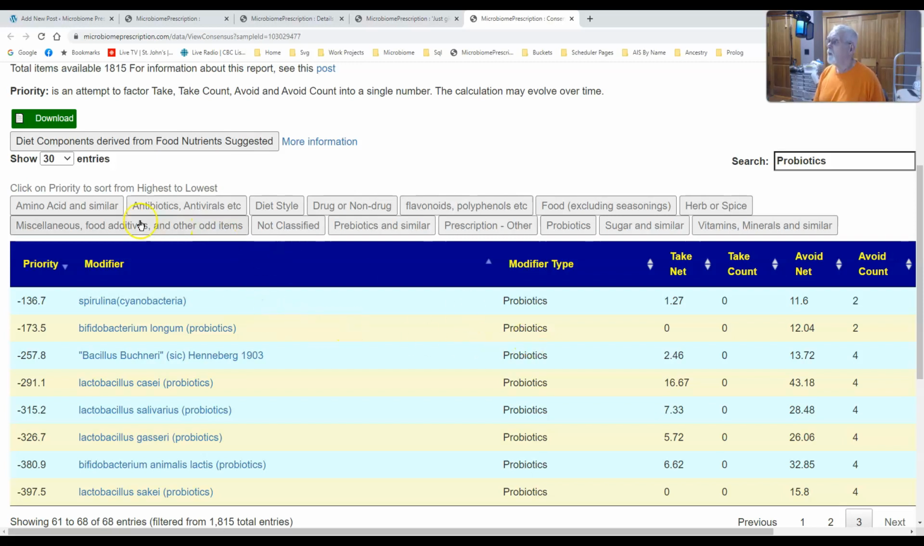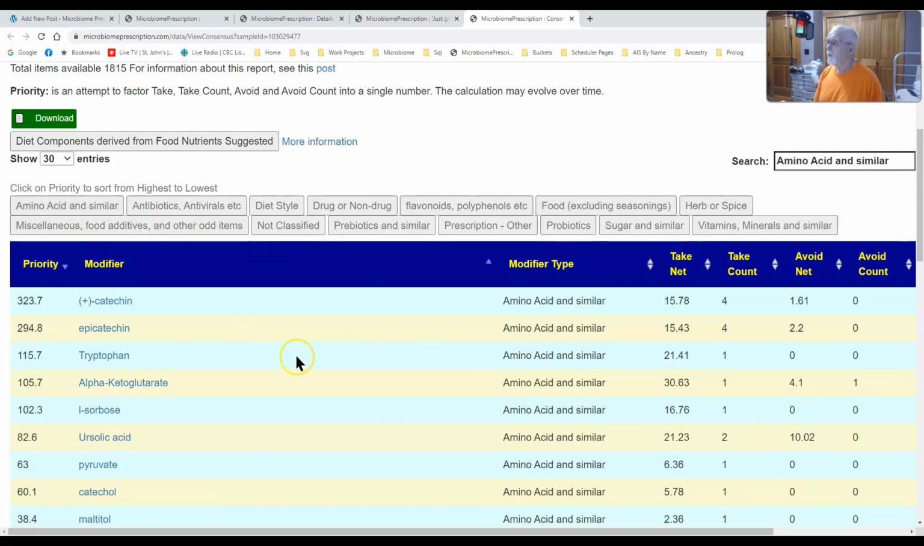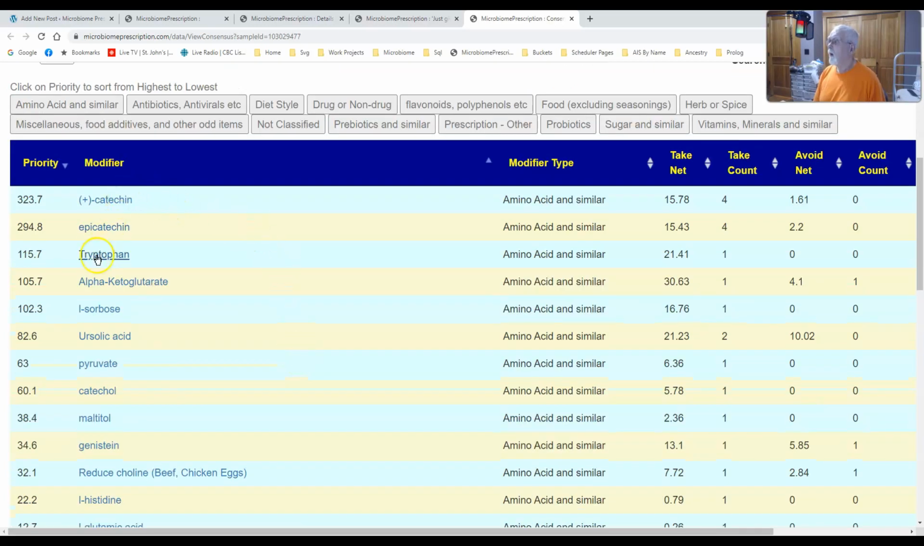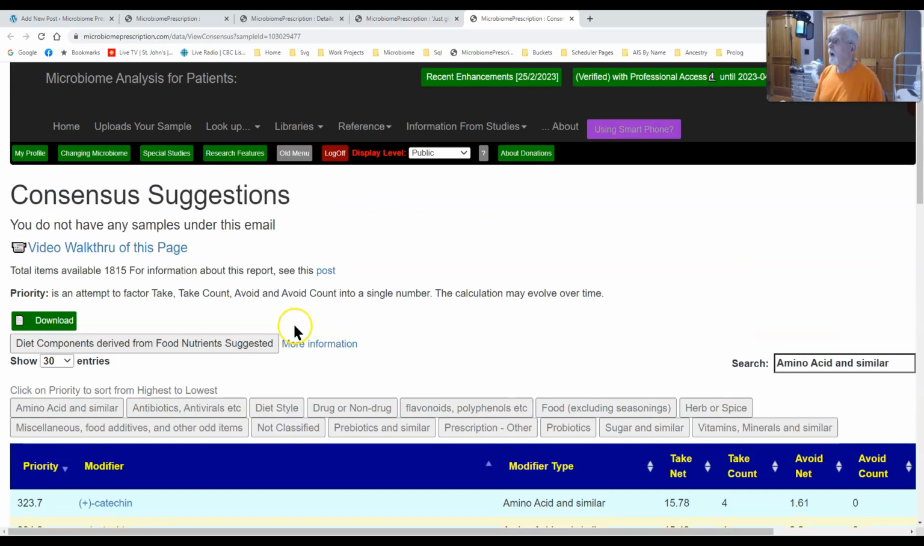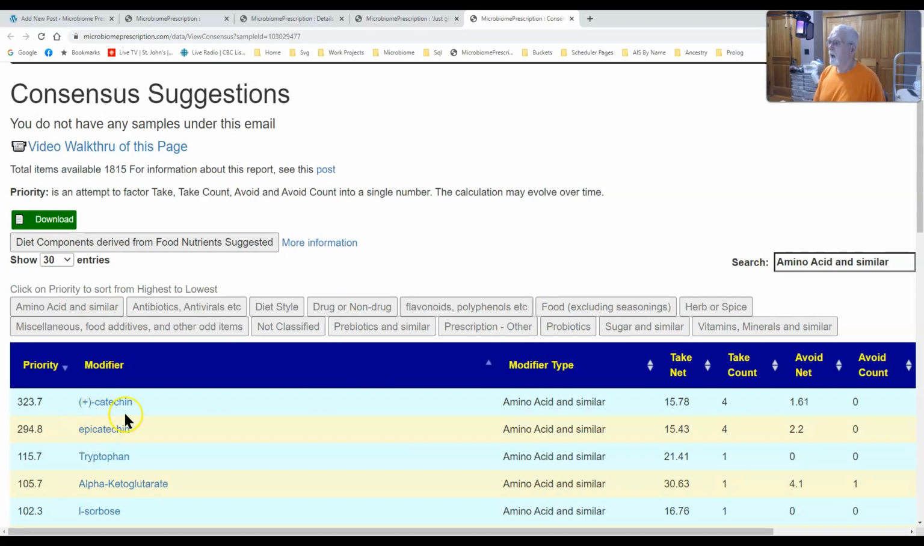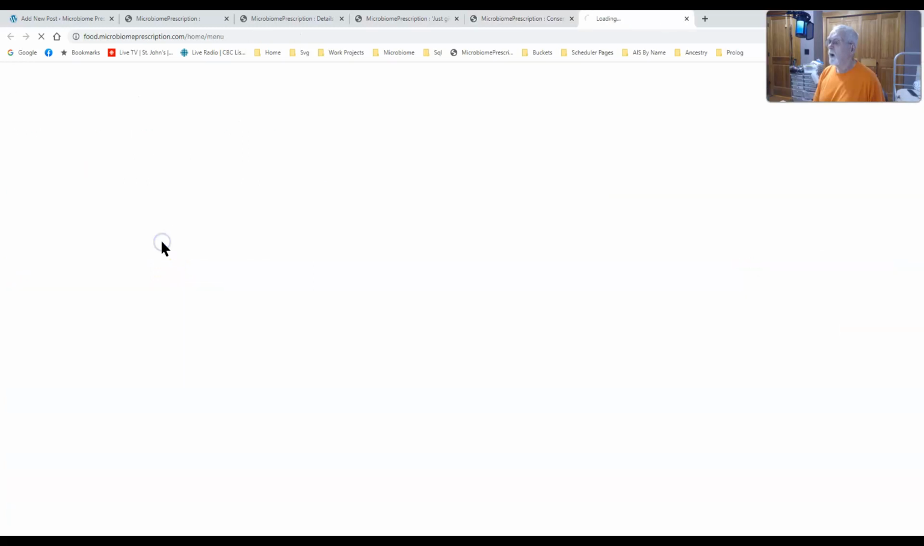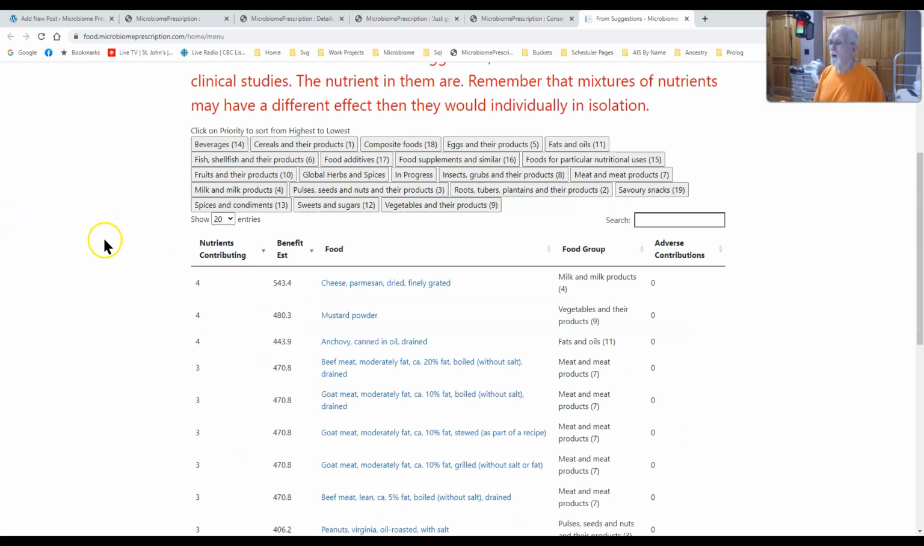And as usual, we have amino acid things here, and there we have tryptophan, etc. So some of those you may want to. However, one of the problems is that these are usually done as direct supplements, and that usually means you can get whopping big costs before you know it, or you have trouble finding it, period. That's why we have diet components derived from food suggestions. So let's go over and see what the best food suggestions are.